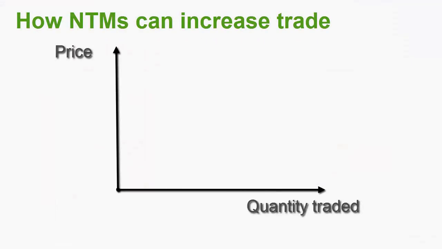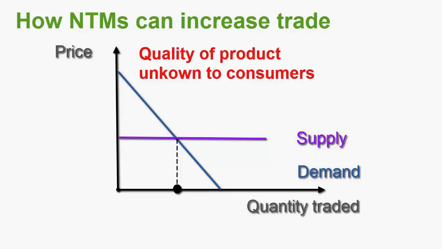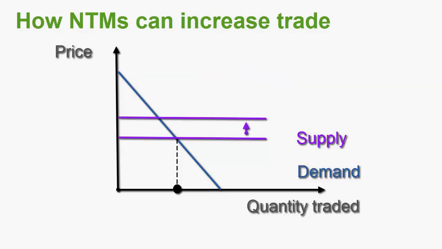Again, we can depict the situation graphically. Based on our demand and supply schedules from before, we can analyze an introduction of a certification requirement. Note that now we will assume that the quality of the product is uncertain and consumers cannot identify it. As before, producers incur the costs of providing the certificate. The supply schedule shifts up.